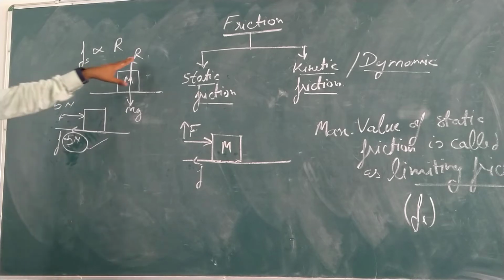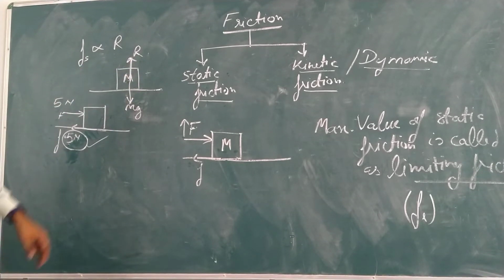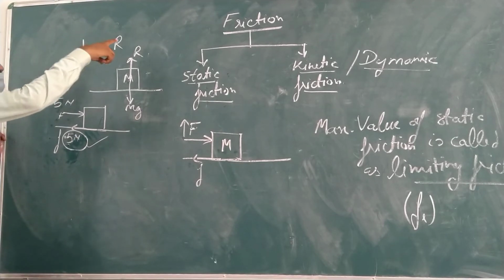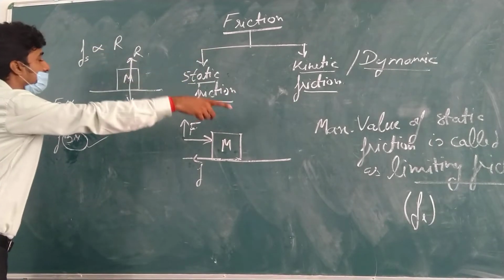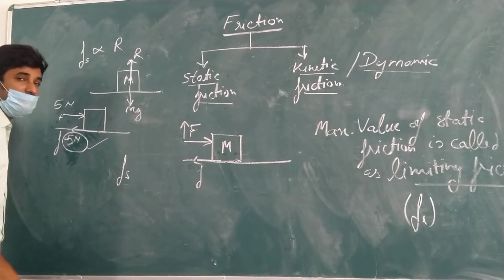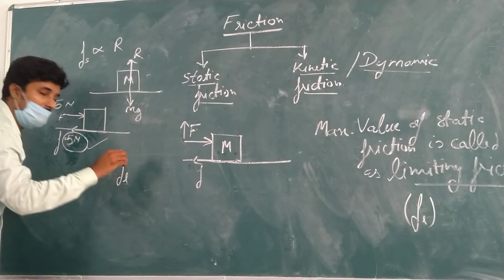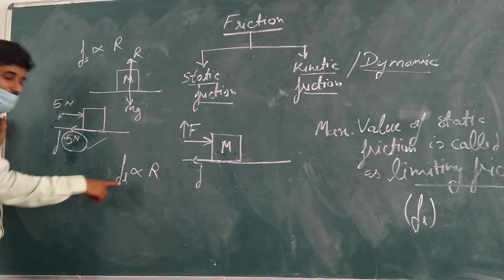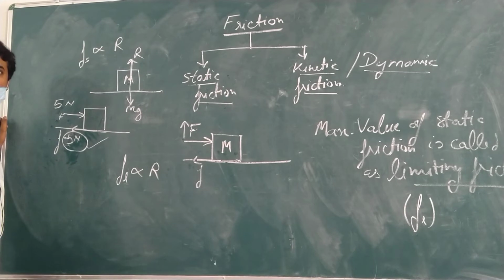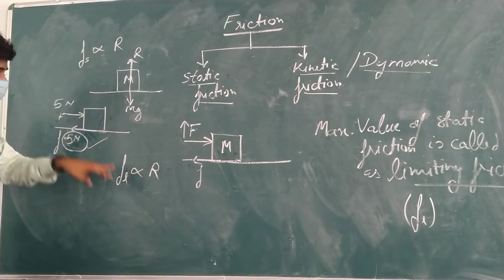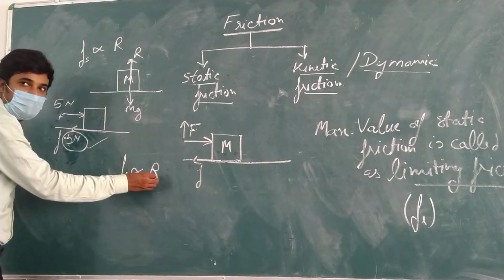Higher the value of R, higher will be the frictional force. But the maximum value of static friction is called limiting friction. Therefore, Fl is the maximum value of Fs. So the maximum value of static friction is Fl, and Fl is directly proportional to R.